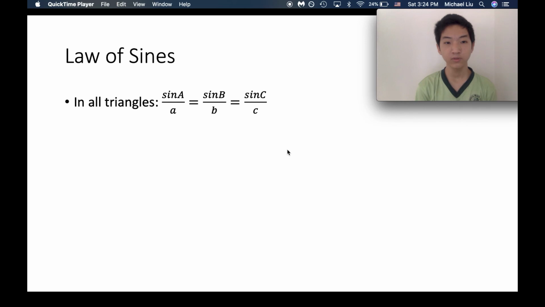There are a few formulas involving these trigonometric identities that come in very helpful in many problems. First, I'll be going over the law of sines. What this is: in all triangles, sine of angle A divided by A equals sine of angle B over B, which equals the sine of angle C over side C. So once again, remember that lowercase letters usually represent sides, while uppercase letters usually represent angles. And the same letters are opposite to each other.